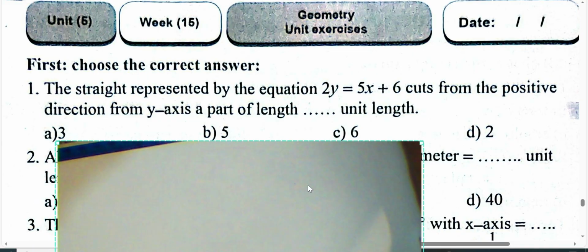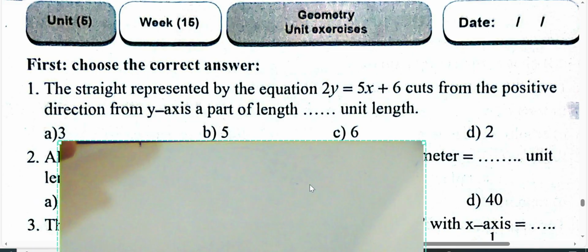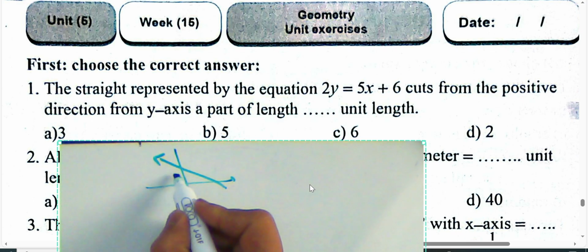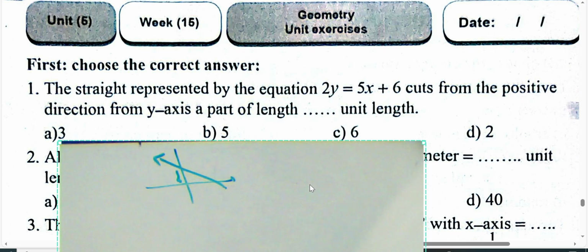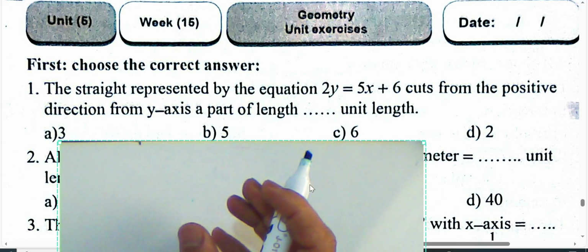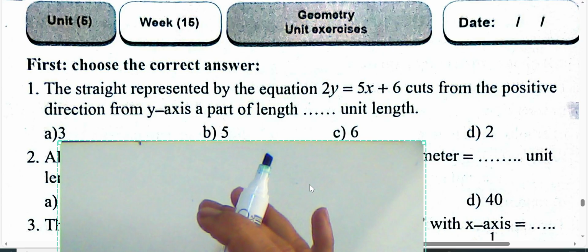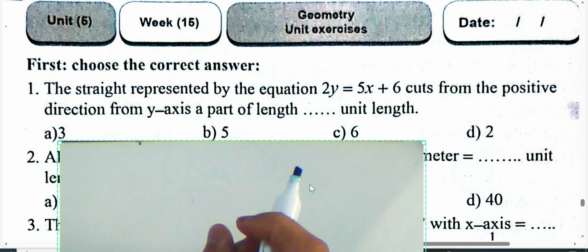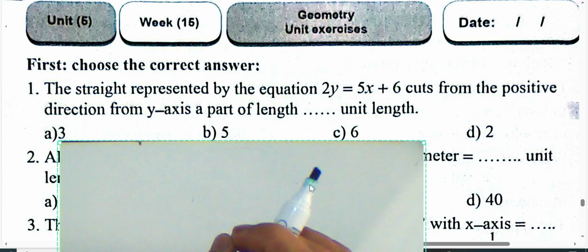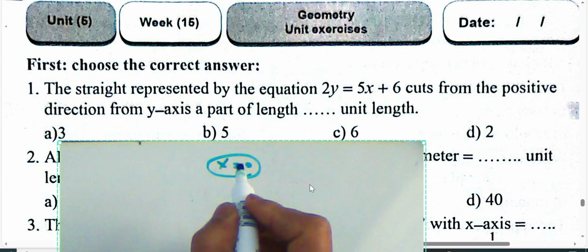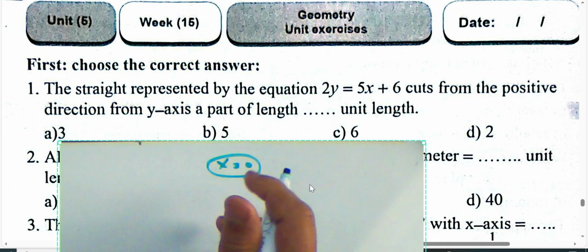Okay, in this example we want to find the length of the part which is cut from the y-axis. We can find the part by putting the value of x equals 0, because the straight line intersects the y-axis at the point (0, y). Because the straight line intersects the y-axis, x will be equal to 0. My students, understood? The straight line intersects the y-axis, it means x equals 0.